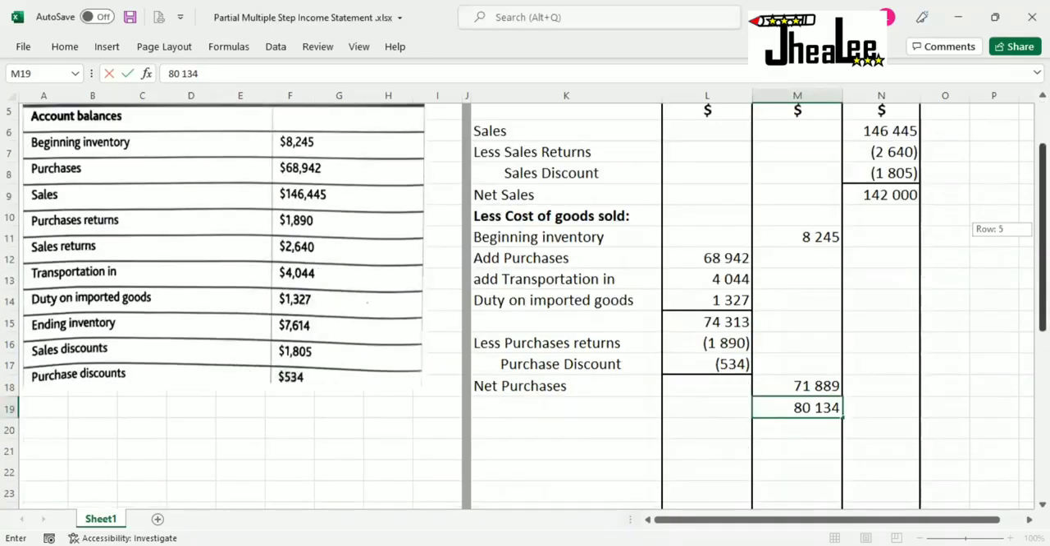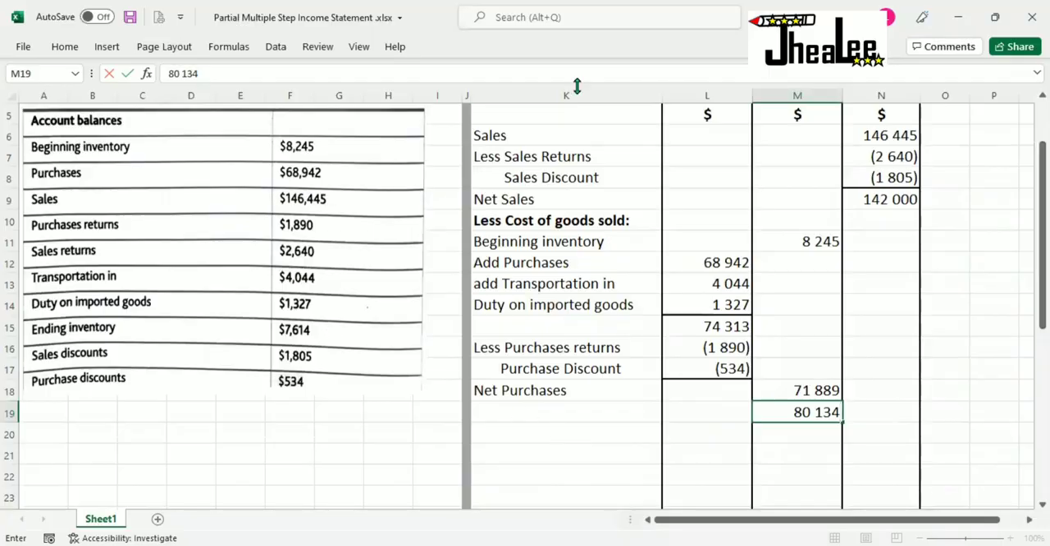Now, our next step is to check for ending inventory. So we are now looking for the closing inventory. And the ending inventory from the question is $7,614. So we're going to make a note of that, record that in our income statement. And remember, people, that you are to less ending inventory. Because after taking out your ending inventory, then you're able to ascertain your cost of goods sold. And our ending inventory value again is $7,614.